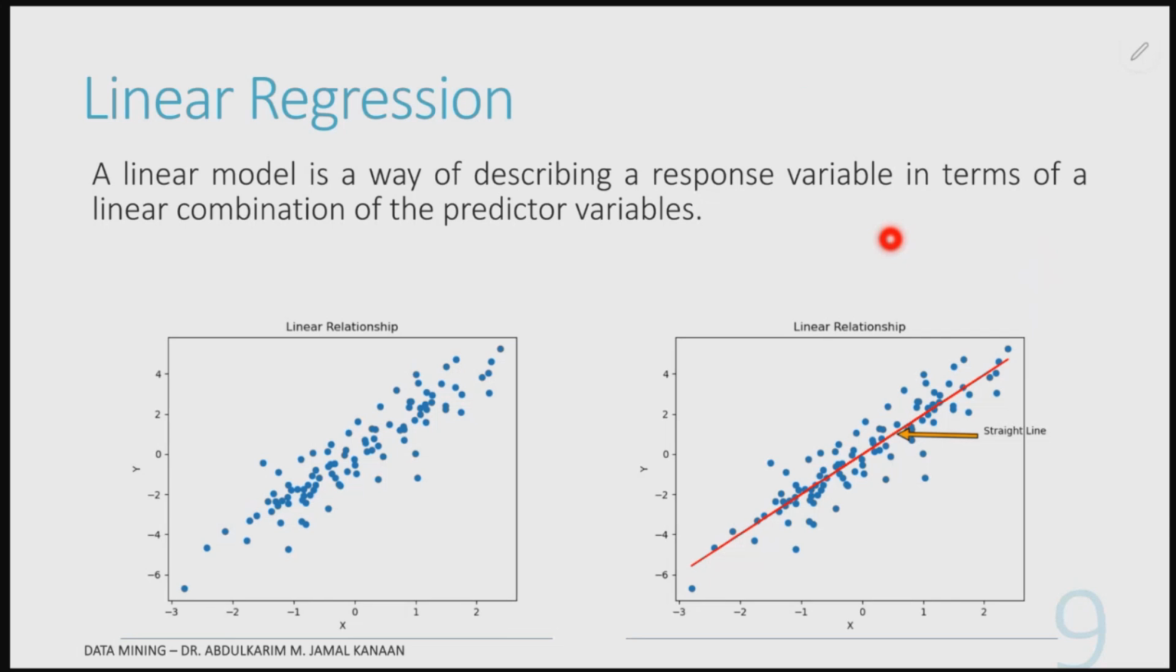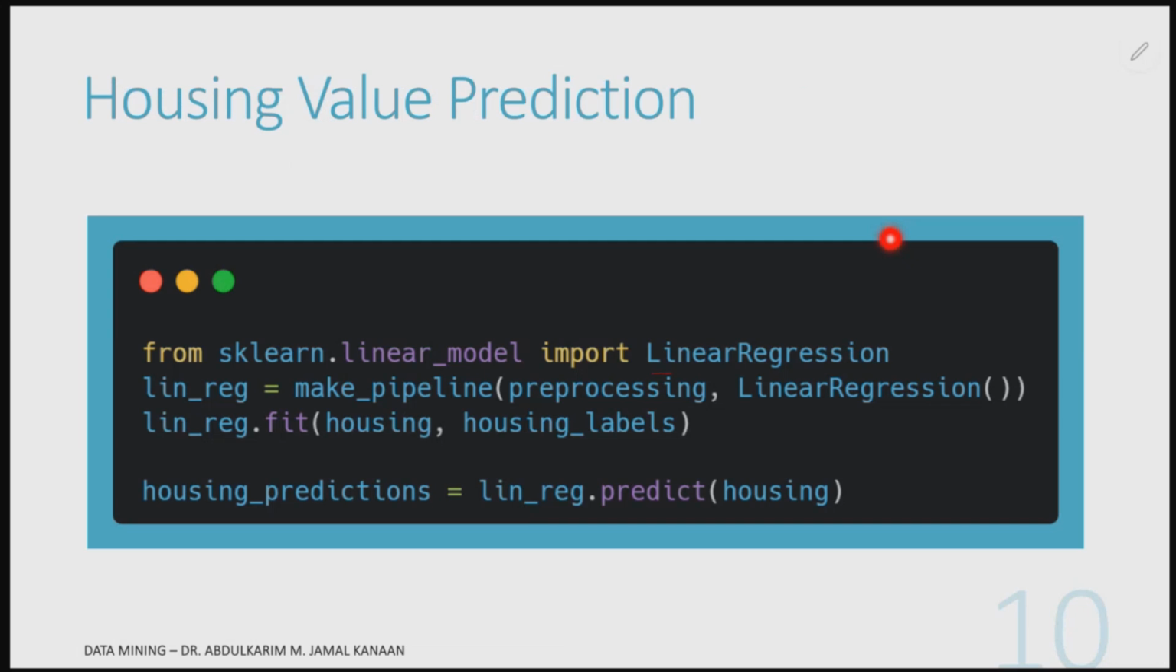Again, what we mean by linear regression is where you have a straight line that best fits your data. A linear model is a way of describing a response variable in terms of a linear combination of predictor values. In order to use linear regression, you simply import this class and add it inside your pipeline. Next class, practical 4 and 5, we're going to use pipelines, so later you will know how to use them. This part is for pre-processing, data preparation, and here is our model, linear regression. Then we fit our model on the data, and finally we can predict.